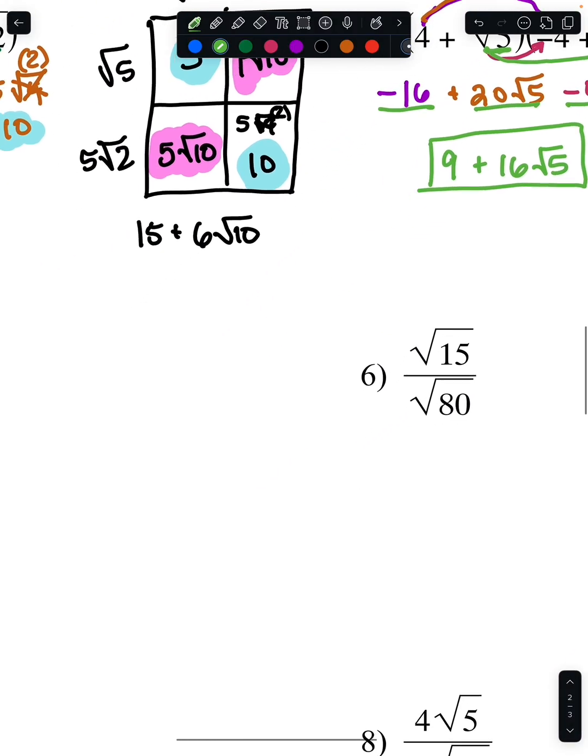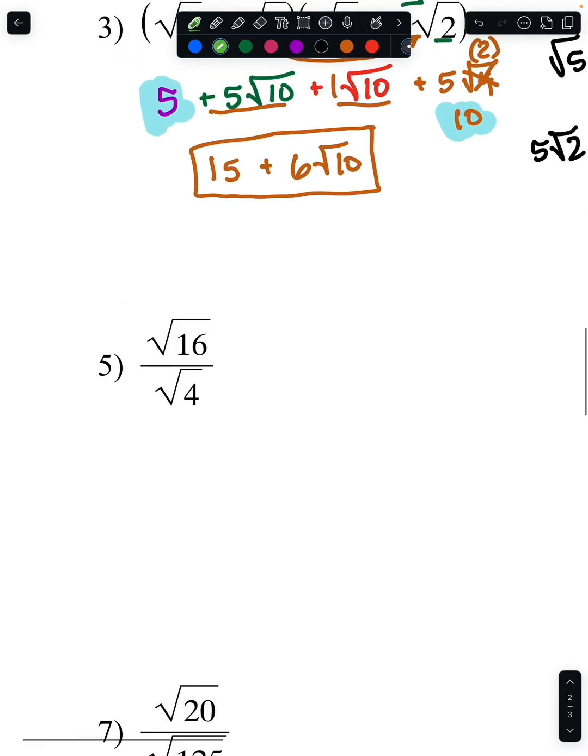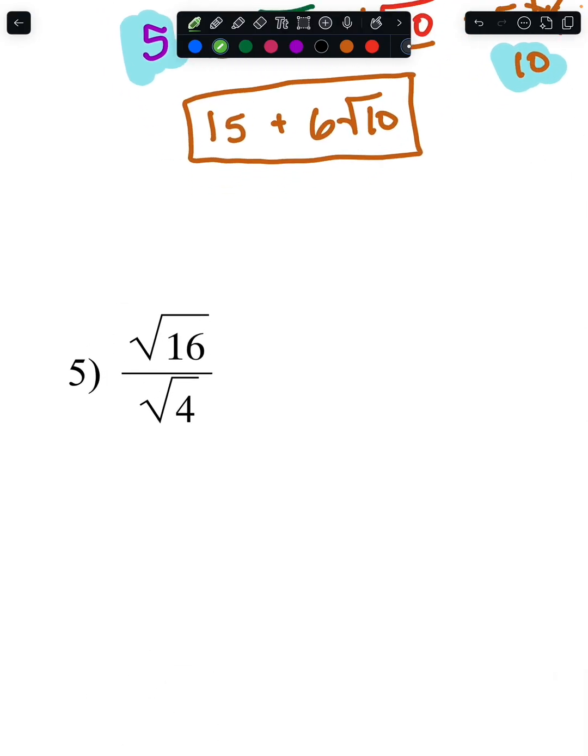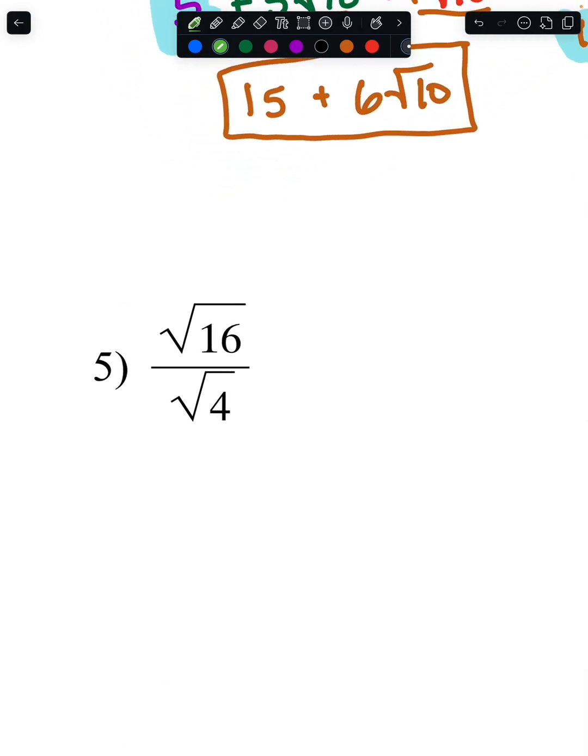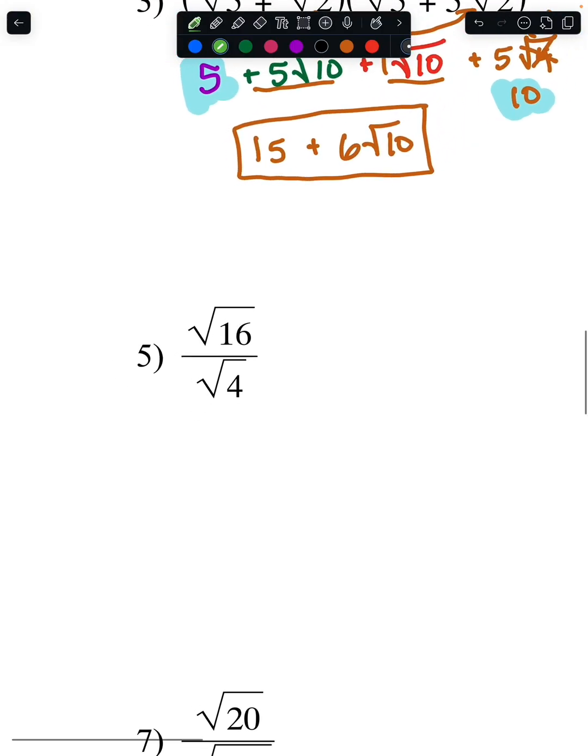Now let's jump into division, okay? So just like when we multiply, we combine them to make bigger numbers, we can split them. In this particular case, on this very first one, we don't have to split them because there are perfect squares. Because the square root of 16 happens to be 4, and the square root of 4 happens to be 2, and then 4 divided by 2 happens to be 2. Okay? Piece of cake.